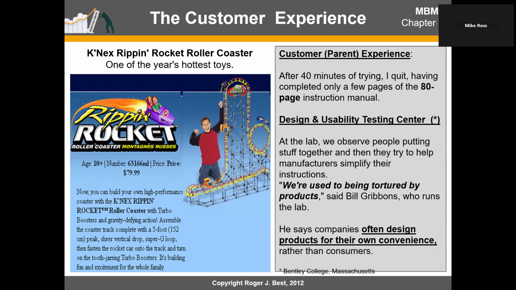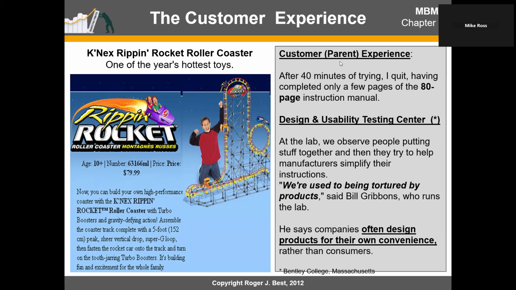So here you could say, for example, and I am not familiar with this toy, but the K'NEX Rip'n Rocket Roller Coaster looks like $79.99. You might determine, if you have a child or maybe even a grandchild who is 10 or over, and you might think, wow, $79.99, great deal. Maybe that is a great value. Maybe it's not.